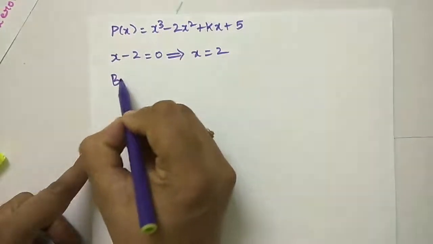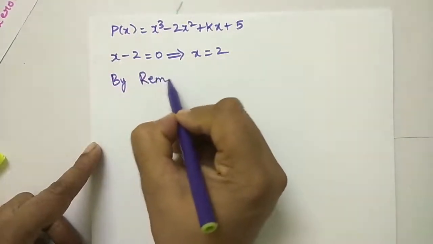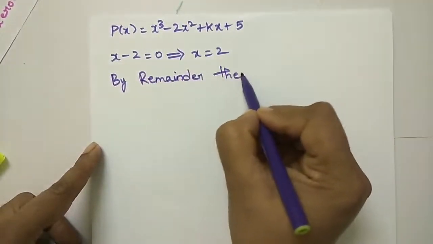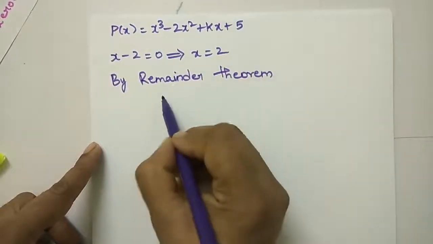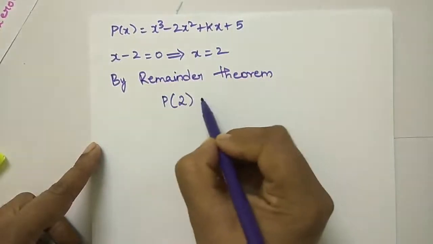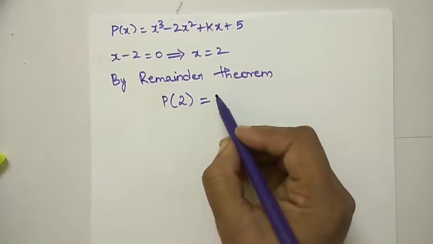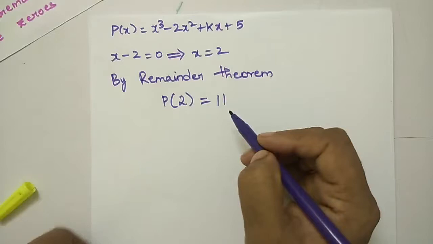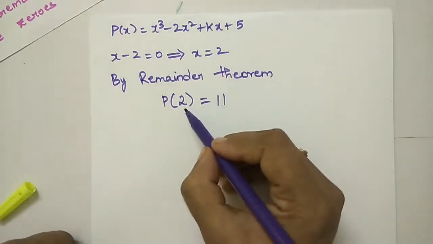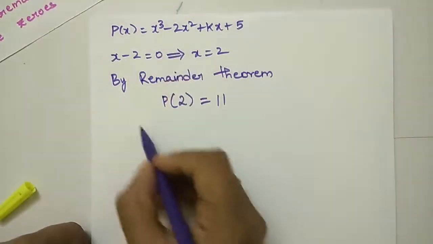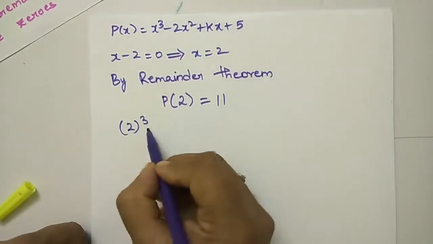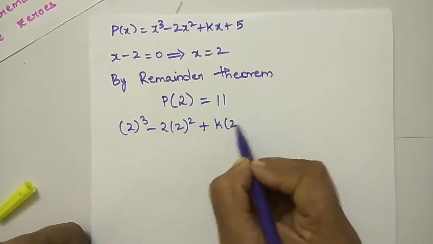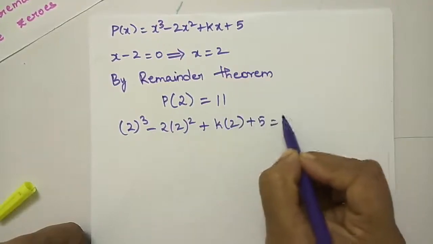have p of 2 is equal to the remainder which they have given. Here it is 11. So write down here 11. Okay. Now substitute the 2 in place of x in p of x. 2 whole cube minus 2 into 2 whole square plus k into 2 plus 5 equal to 11.